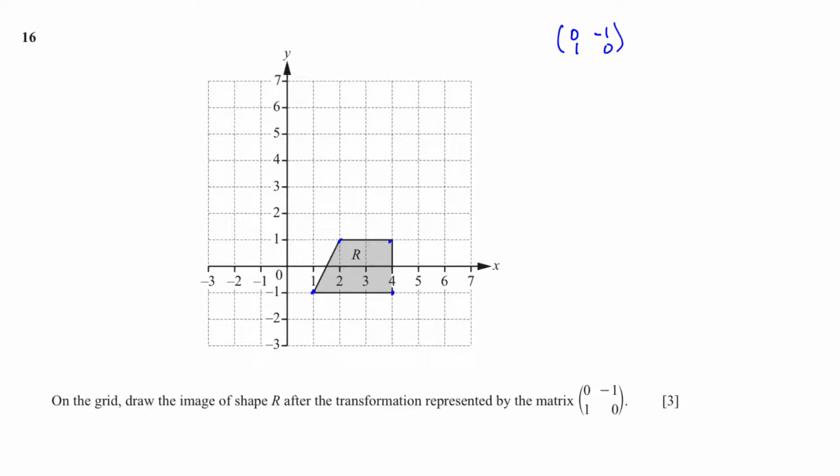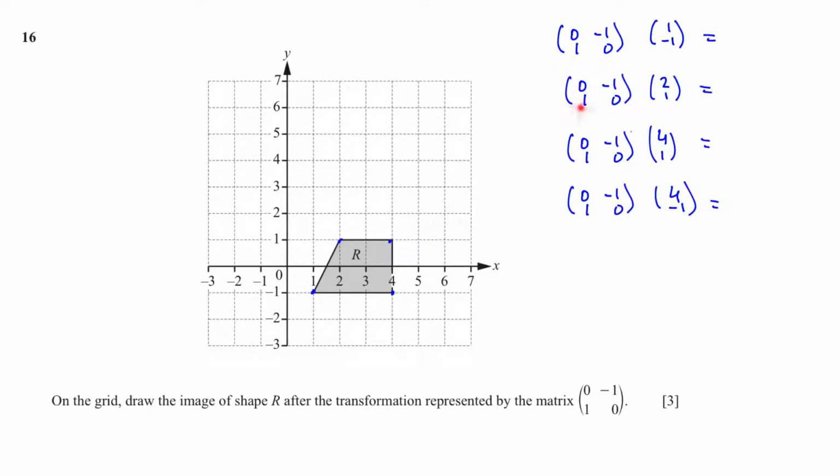So you have 1, -1 here, and then you have 2 and 1, you have 4 and 1, and you have 4 and -1. Okay, so I've written down the matrix here and the points from the trapezium.